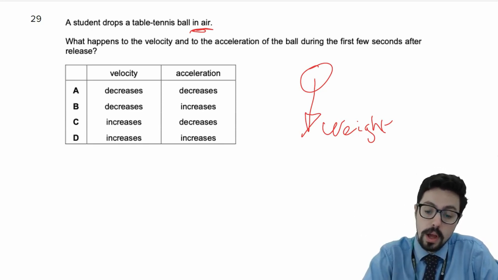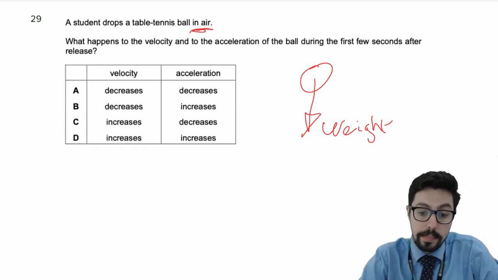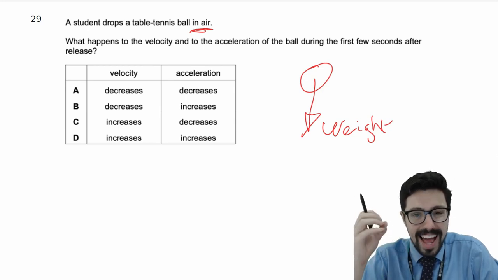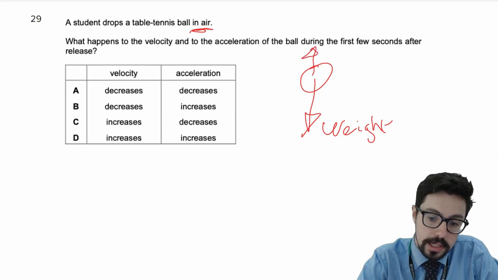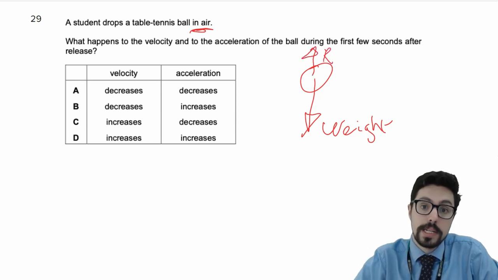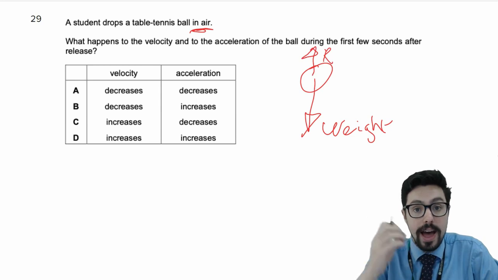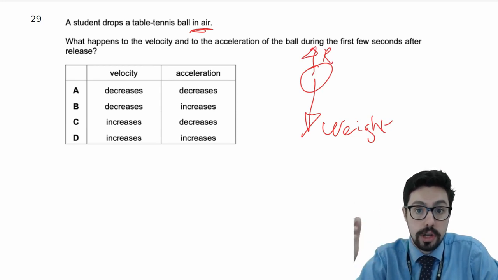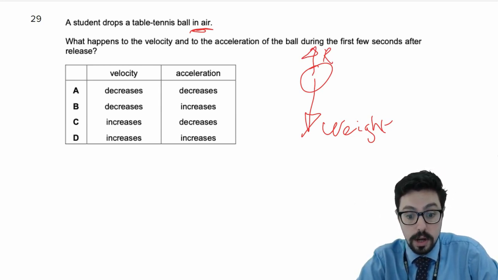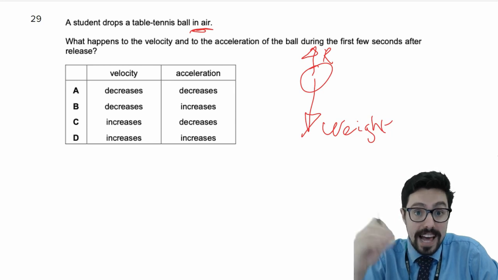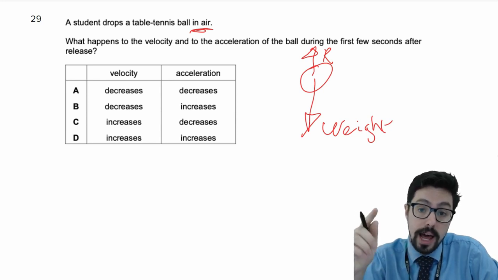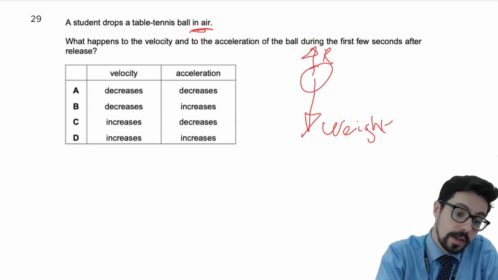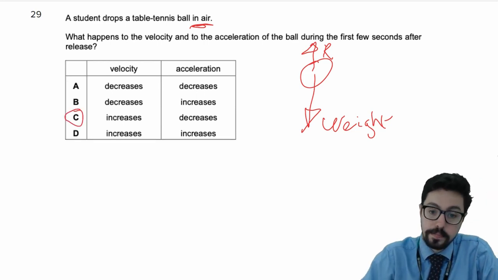The next thing then is what's going to happen to the acceleration. Well, as it speeds up, air resistance is going to start acting on it here in the opposite direction. Okay, that air resistance is going to reduce the resultant force. So that means there will be less force pulling our ball down in total. So its acceleration will actually decrease. So the answer here is C.